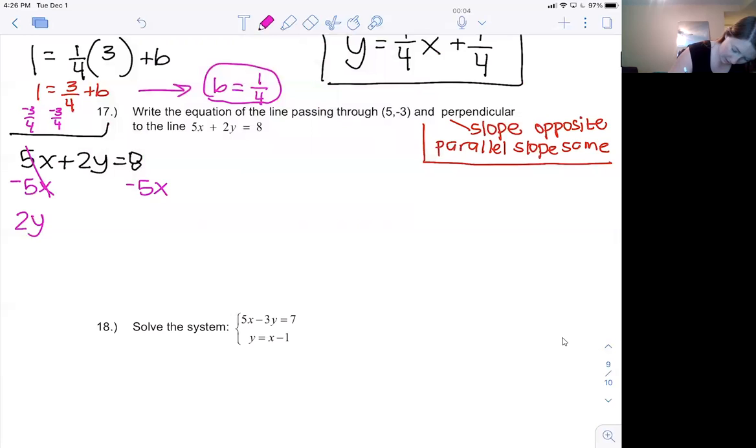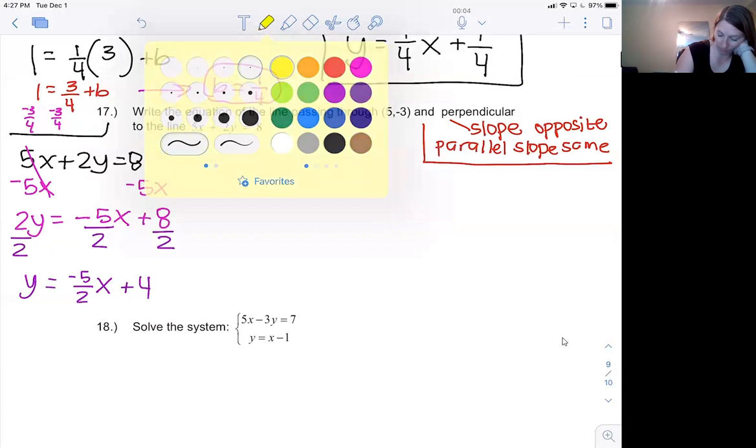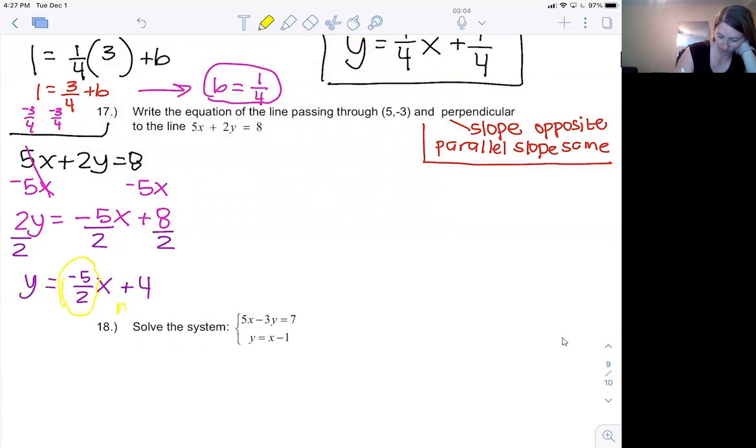So I have 2y equals, and I'm going to put the 5x first because I prefer it that way. I'm just going to make sure that the negative stays with the 5x and then the 8 is positive. Okay, now I just need to divide by 2. So I have y equals -5/2 x plus 8 divided by 2, which is just 4. Okay, so from this I can see that my slope is -5/2. That wasn't a great color, sorry.